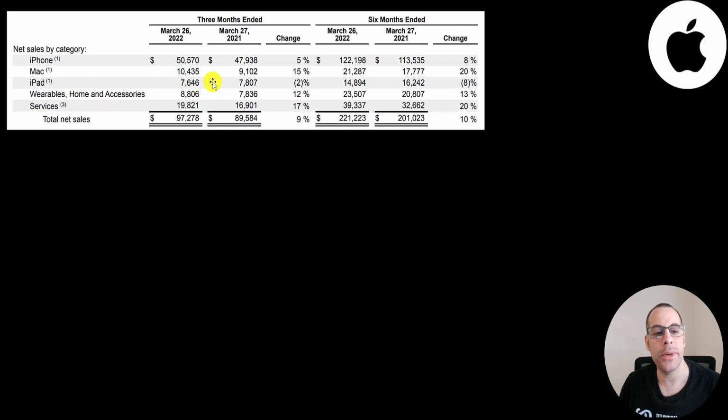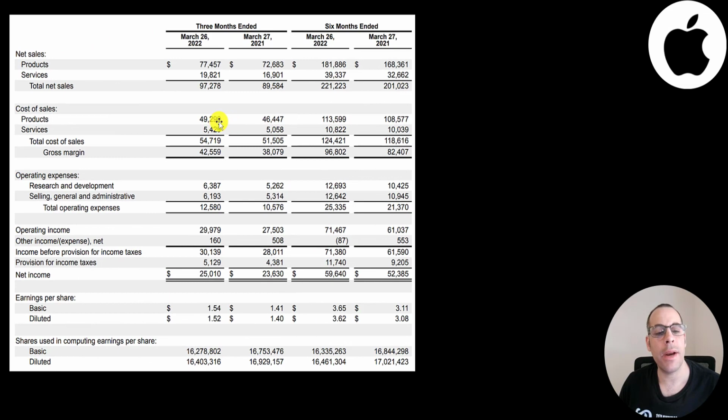Wearables, home and accessories is 8.8 billion, and 20 billion from services. The only category that decreased quarter over quarter is iPad. That went down 2%. Their cost of revenue is 55 billion, so their gross margin is 42 billion. They spend 6.4 billion in R&D and 6.2 billion in SG&A. So their operating expenses are 12.6 billion. Their operating income is 30 billion.